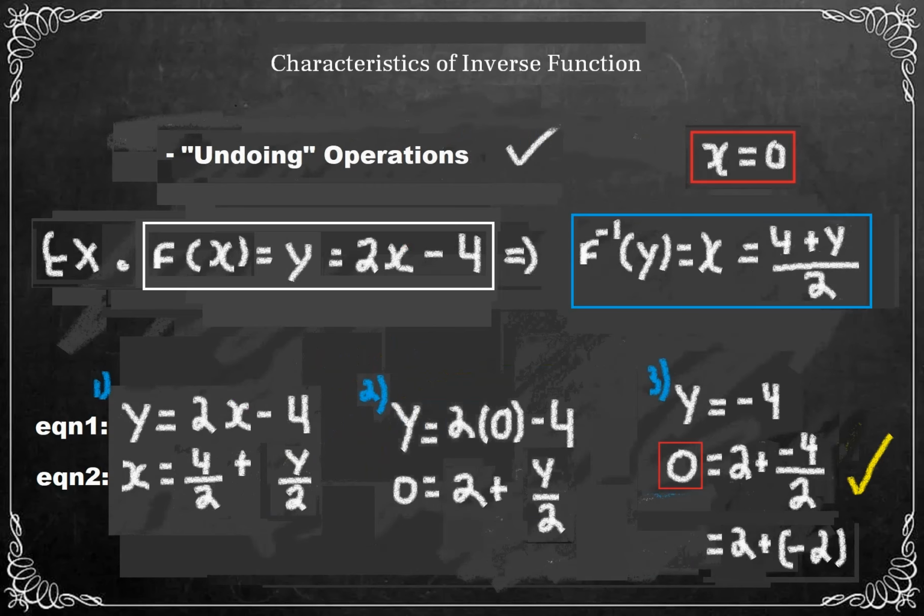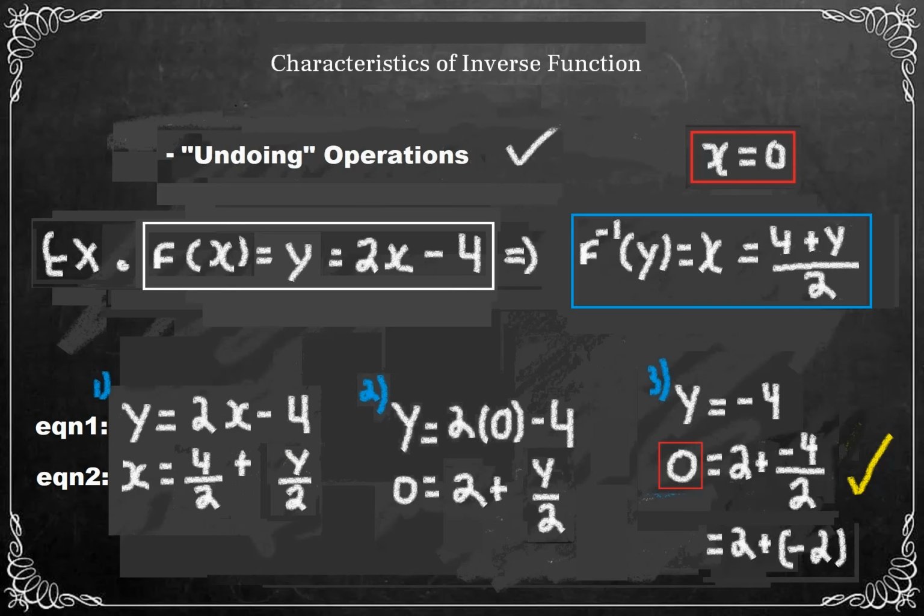Lastly, the undoing operations property of an inverse function states, by applying the inverse function to the output of the original function, returns the original input value. However, in order for this property to happen, the inverse function performs the opposite operations in the reverse order of the original function, which will revert the input back to its original state.